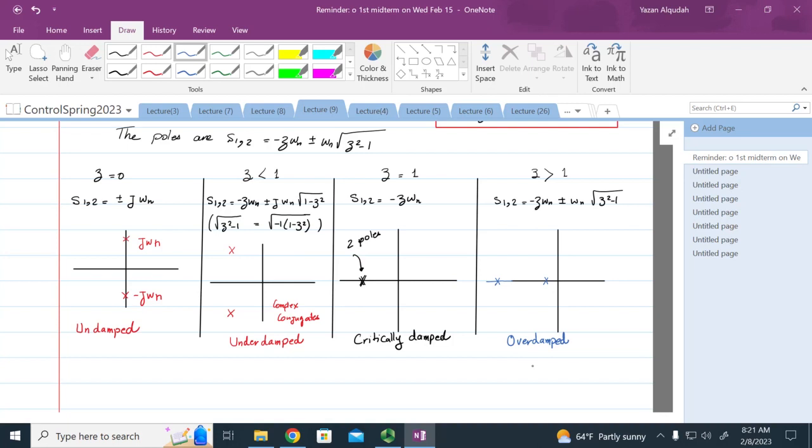Okay, the second case is when zeta is less than 1. We're going to have 2 poles in the left-hand side. We're going to have real part and imaginary part. Zeta equal 1, we're going to have 2 poles on top of each other on the real axis. Zeta greater than 1, we're going to have 2 poles that are on the real axis. We call them undamped, underdamped, critically damped, overdamped.